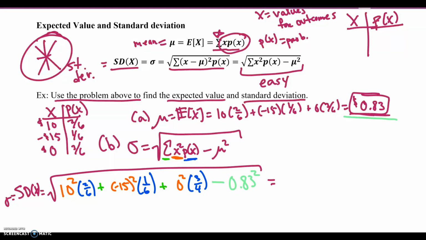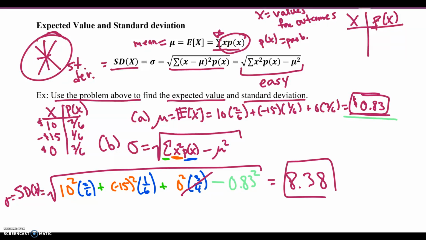I want you to try it out on your own. So I am going to put this all into my calculator: 10 squared times 2 out of 6 plus negative 15 squared times 1 out of 6 plus 0. Well, that one's easy because anything times 0 will go away, so I don't really need that. Then I'm going to subtract 0.83 squared. And what I should get is 8.38.